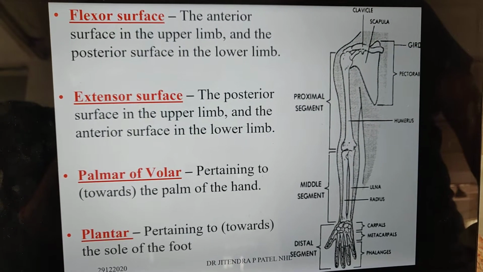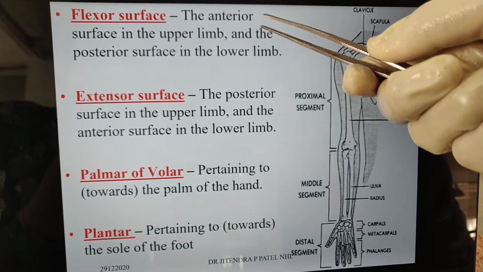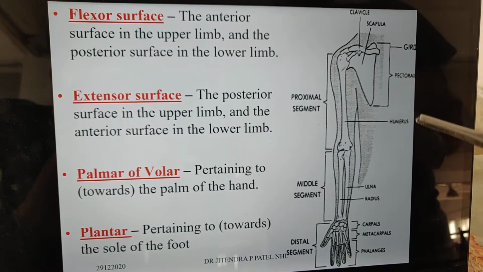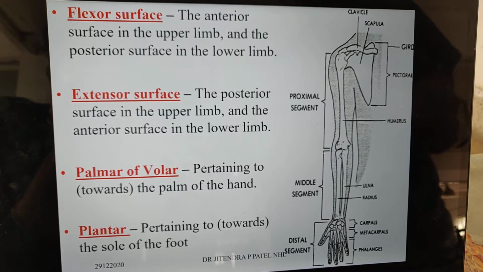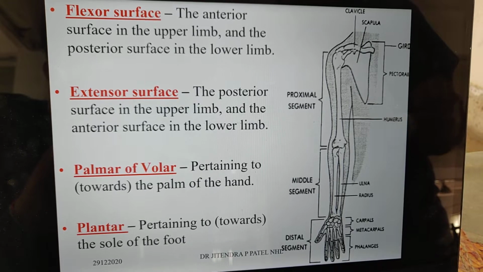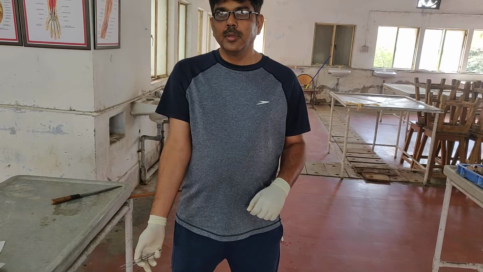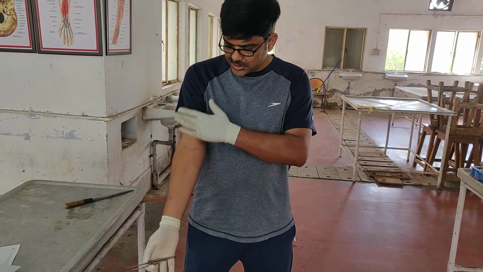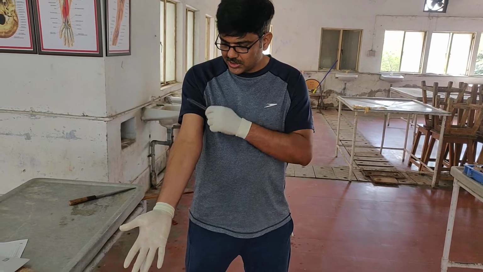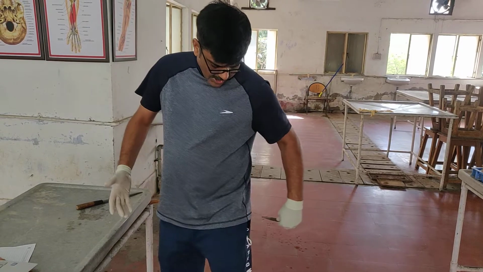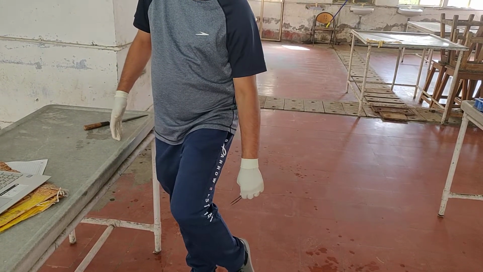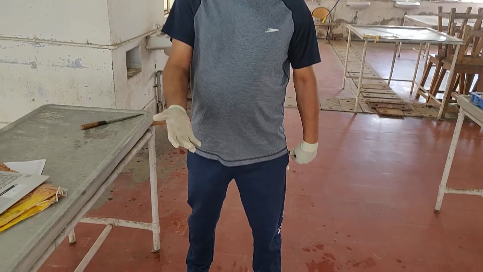Flexor surface: the anterior surface in the upper limb and the posterior surface in the lower limb is called the flexor surface. Flexor means there is a decrease in the angle between the two surfaces. Here you can see this is the upper limb. This surface is called the flexor surface inside the upper limb, and inside the lower limb the posterior surface is called the flexor surface.